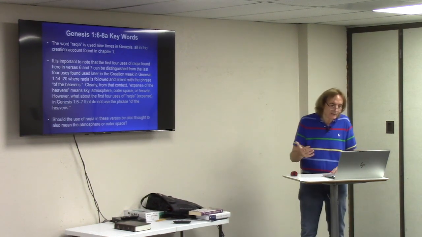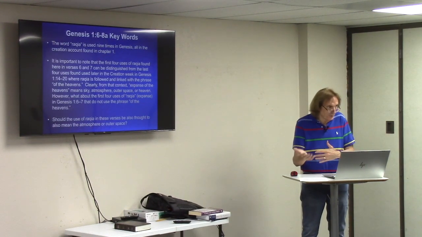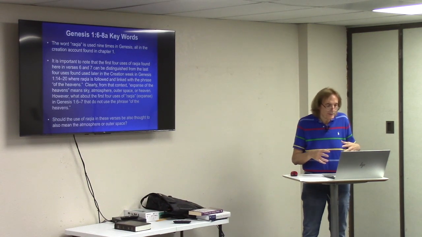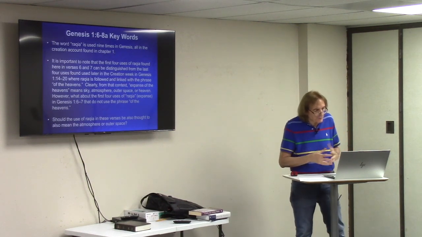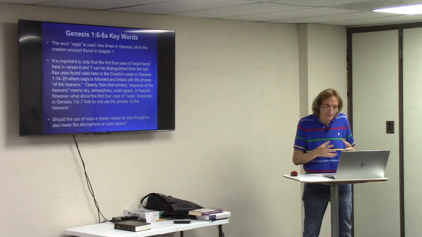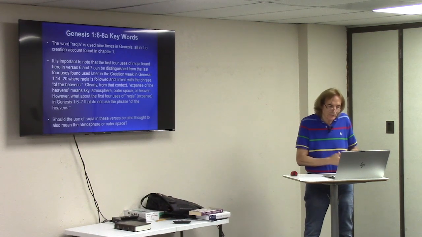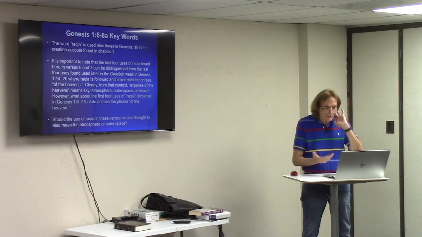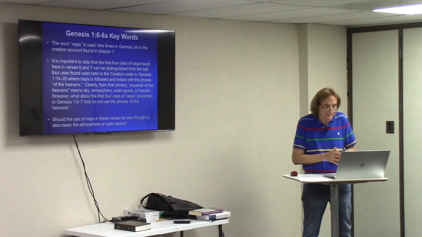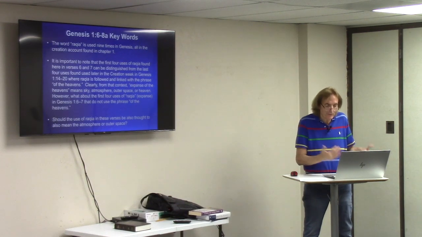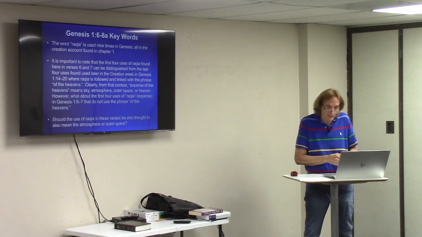Clearly, from the context of the last 4 times that it's used, the words "of the heavens" are added to rakia. So that distinguishes it. It gives it a different meaning. It distinguishes the difference between the last 4 uses and the first 4 uses. So I think you'll find, both biblically and in the scientific evidence, that the expanse being described here in the first 4 refers to the Earth's crust.